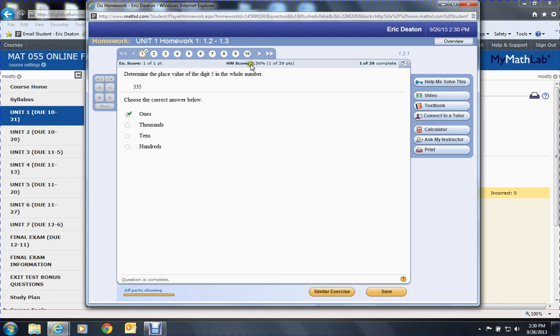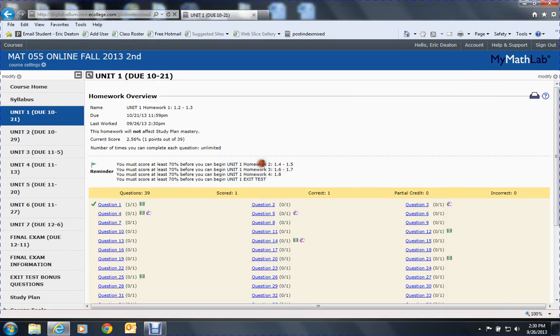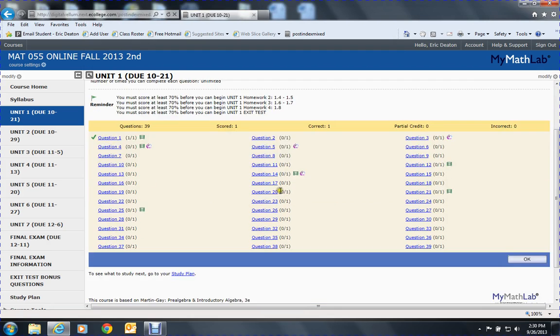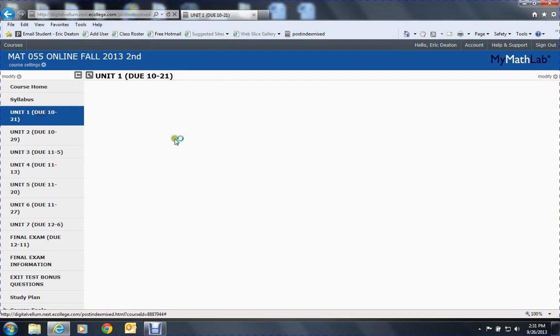My grade changes from a 0 to a 2.56 because I have 1 out of 39 right. And so the moral of the story is I can keep on clicking similar exercise and keep on doing the problem over and over again. So keep that in mind. That's why the same percent or 8% isn't that big of a deal, because you can keep on doing the homework over and over again to get 100%, which is what you really want to get.